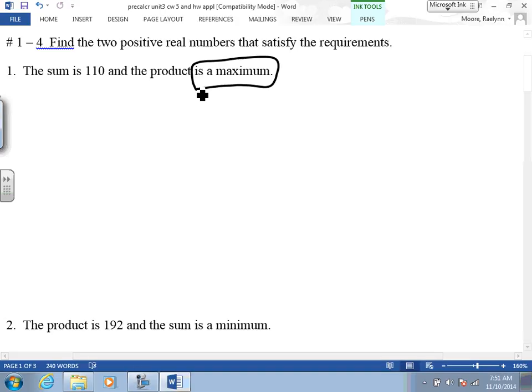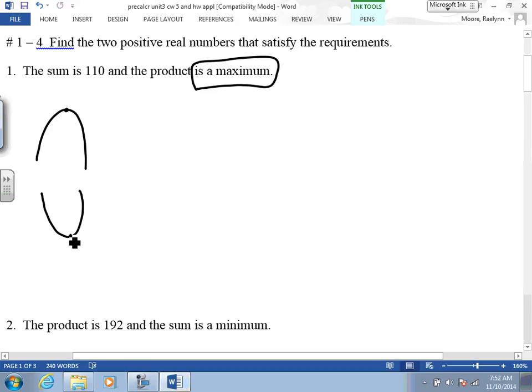If it's a maximum, which way is it going to open? Down. Here's a maximum. This is the highest you're going to get, the maximum. If it's a minimum, which way is it going to open? Up. It's going to set up a minimum.